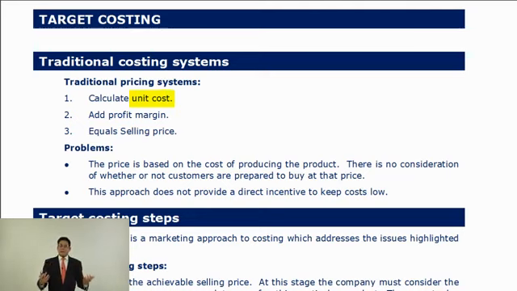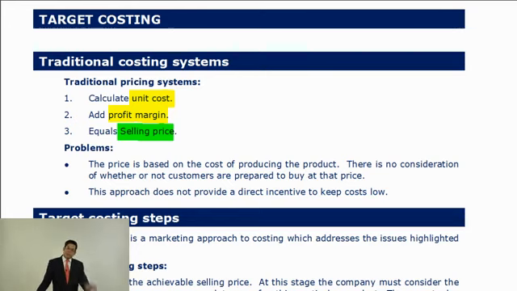Then we add any profit markup or profit margin, whatever is applicable. So cost plus profit equals selling price. This is a traditional pricing mechanism. Price is calculated once we know about the cost and then we add profit.